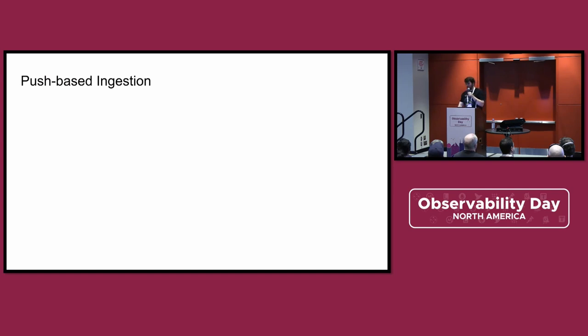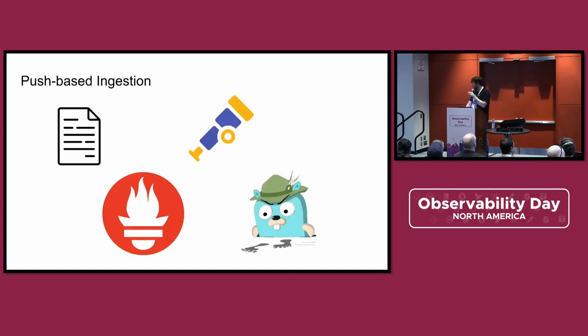Push-based ingestion is the opposite of pull-based, where instead of going and fetching data from somewhere on an interval, you're just opening yourself up to the world to receive data. I put file here. If you're familiar with the implementation of files, it's kind of more pull-based, but anyways, I'm considering it push-based. You could be writing logs to a file, or you could be opening yourself up for something like Prometheus Remote Write or Jaeger or OpenTelemetry on your agent.